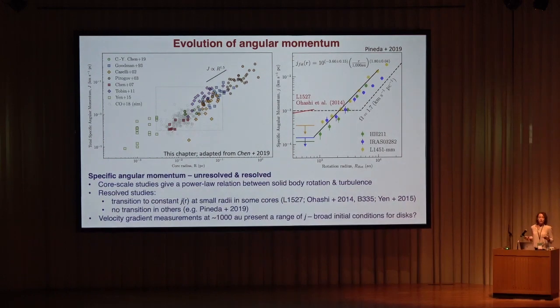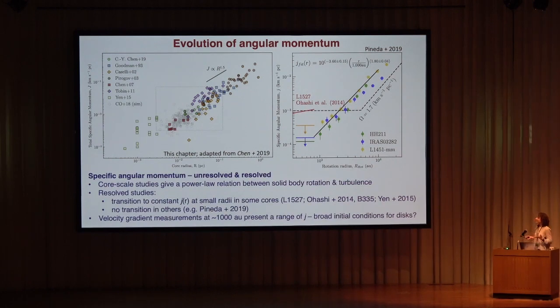When we look at the evolution of angular momentum, we have cores, and we've traditionally looked at velocity gradients across cores as an indication, or at least we measure it as solid body rotation, measuring a velocity gradient to interpret that in terms of its angular momentum. And so when we do that, here we've compiled a list of a number of surveys that have tried to measure the specific angular momentum of cores as a function of core radius.